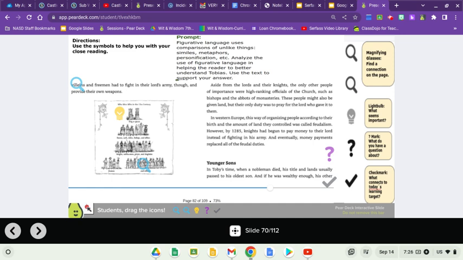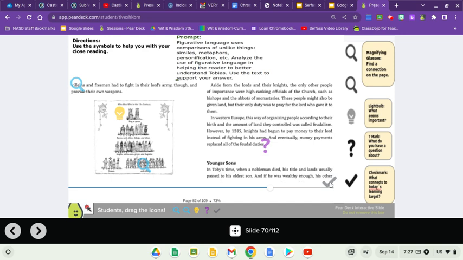Oh, perfect. However, by 1285, knights had begun to pay money to their lord instead of fighting in his army, and eventually money payments replaced all the feudal duties. Part of me was like, so are we just picking on poor people here? The answer would be yes. Younger sons, and this will be where we finish with the nonfiction, and then we're going to backtrack to the fiction. So get ready, y'all. Younger sons. In Toby's time, when a nobleman died, his title and lands usually passed to his oldest son.